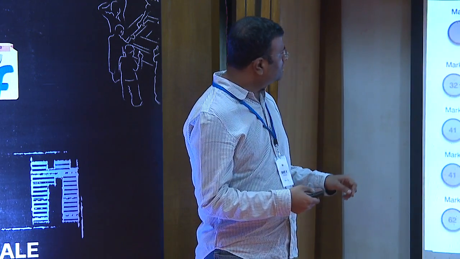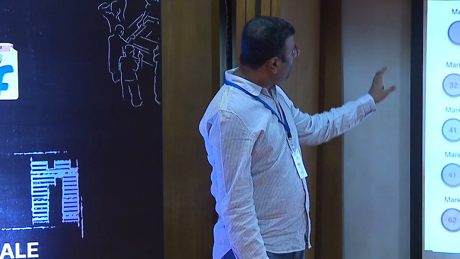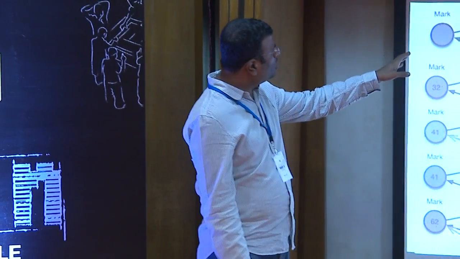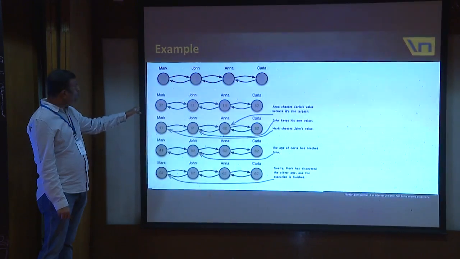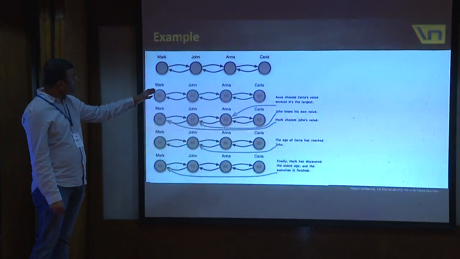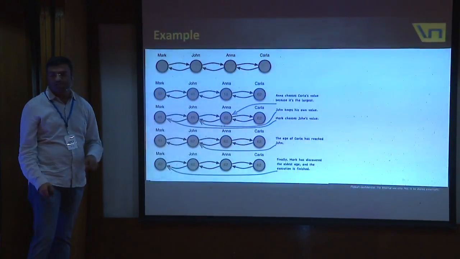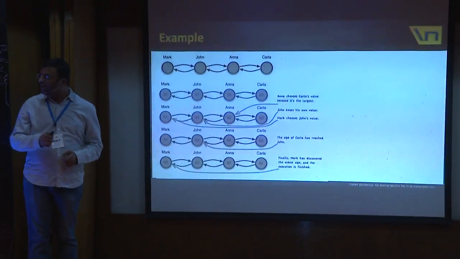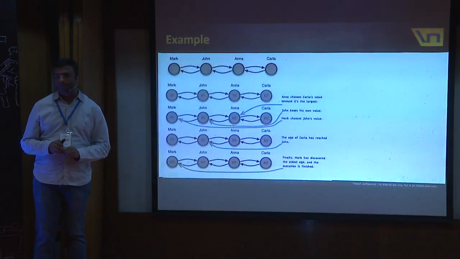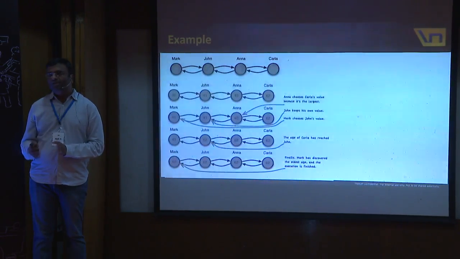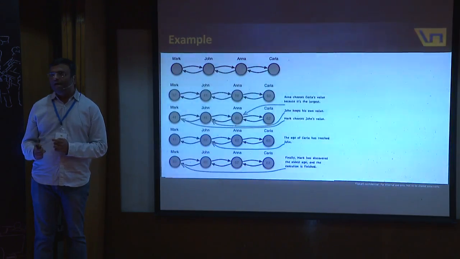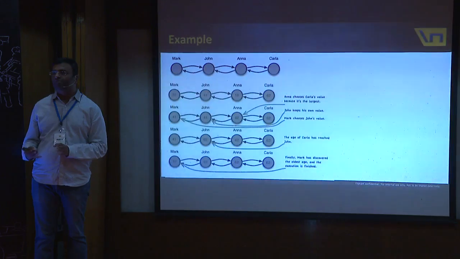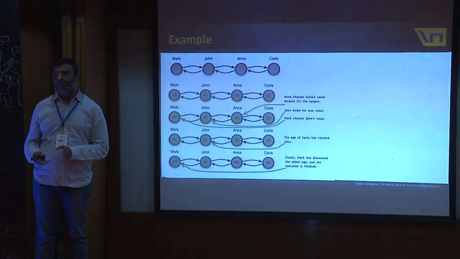Let's take certain examples. This is a very simple example wherein I have 4 nodes: Mark, John, Anna and Clara. Each of them has an ID. Mark has an ID of 32, John has an ID of 41, Anna has an ID of 18, Clara has an ID of 62. And the problem statement is, find out the largest ID in this network. If you are running this on one machine, you would do any kind of traversal and keep track of the largest ID seen so far. But let's assume you cannot run this on one machine. Then how are you going to parallelize this algorithm?